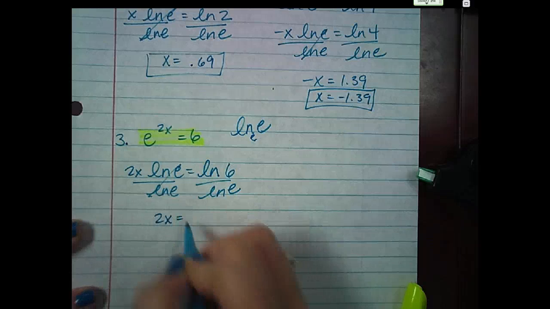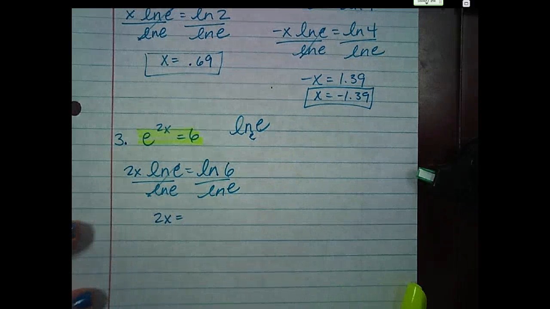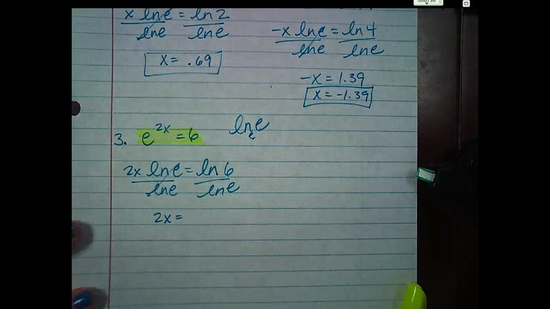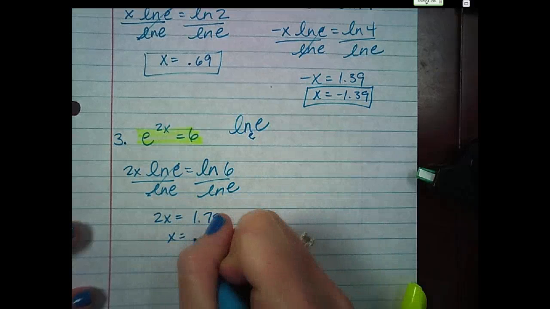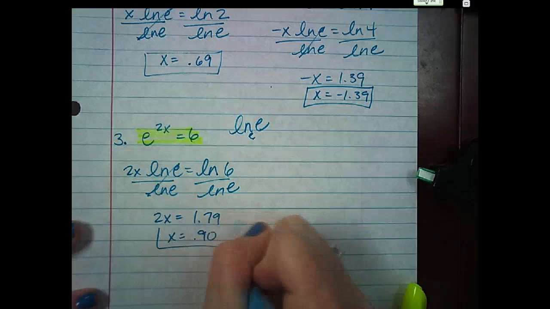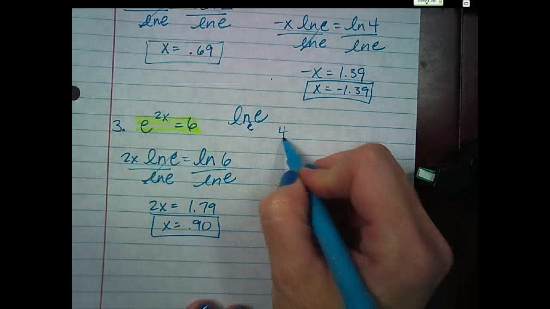So 2x equals, what is it? So it's 0.90? Okay. Okay, last problem and you're done.